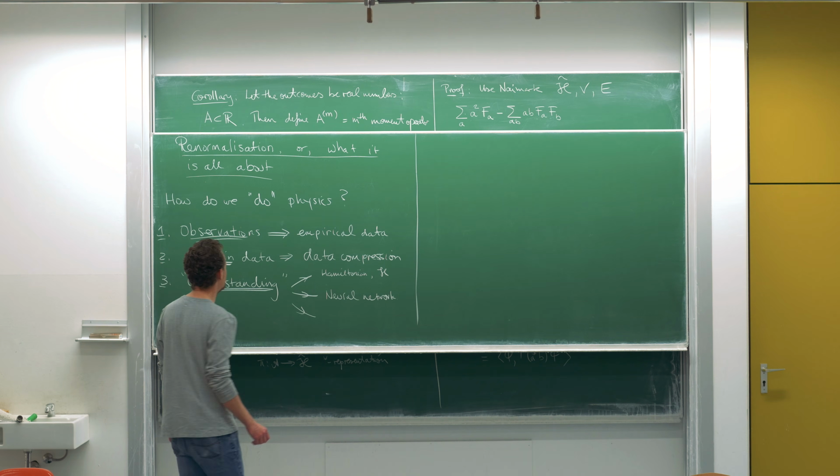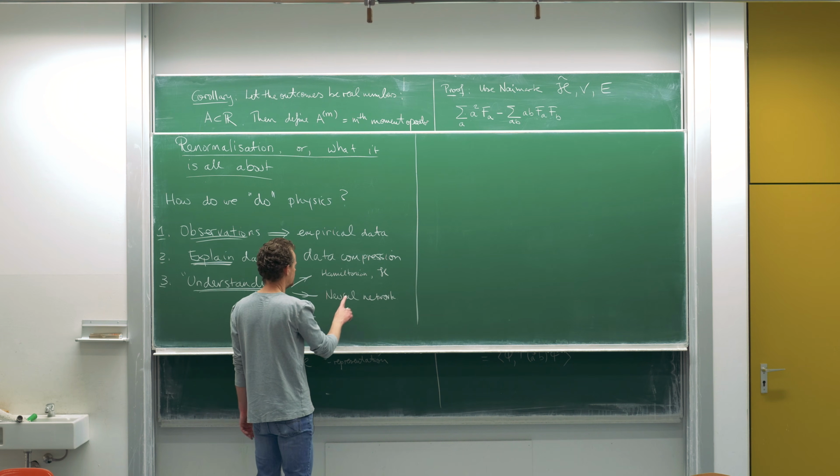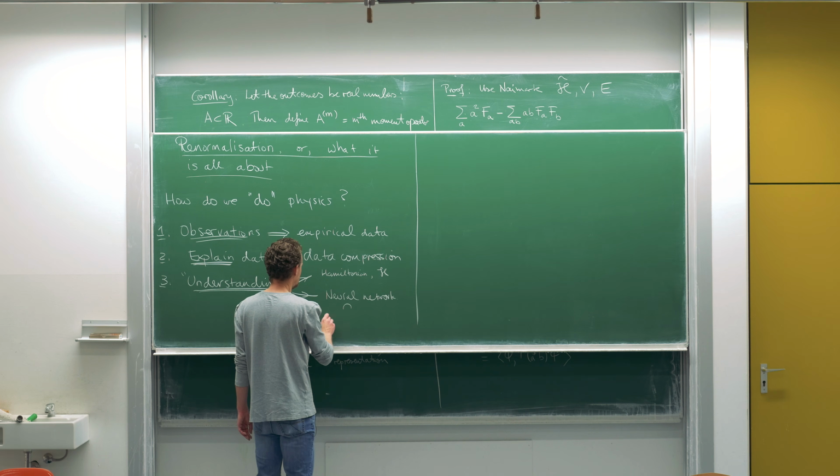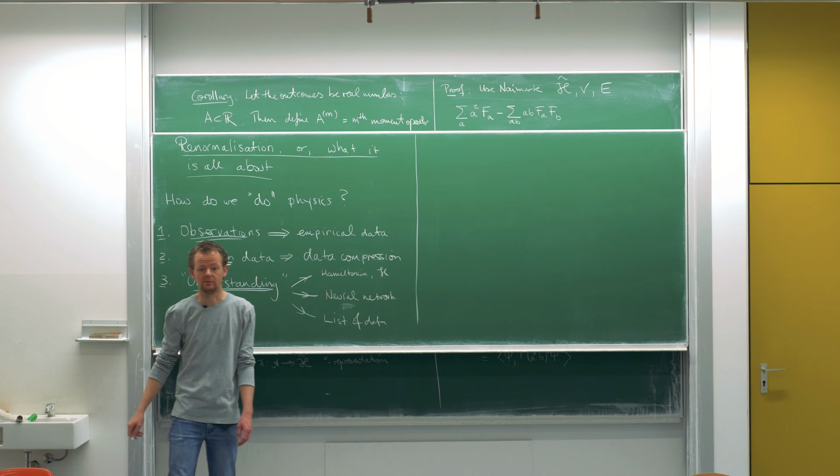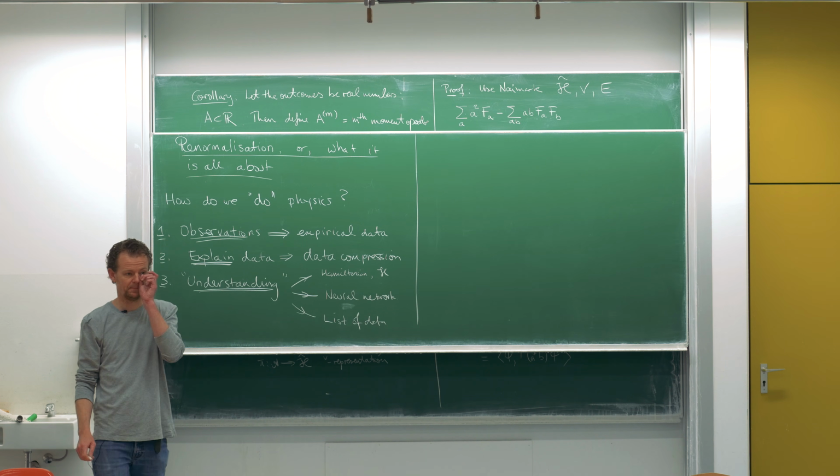Well, you might just take some Bayesian, well, this is, if you like, a subset anyway. Well, let's just go back to the list of the data. That's a possible way to understand it.